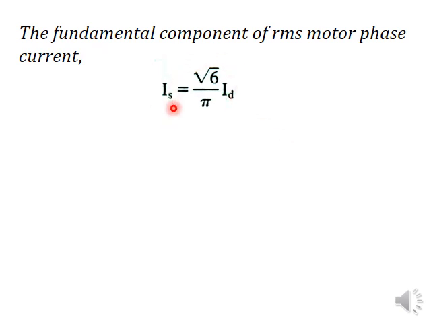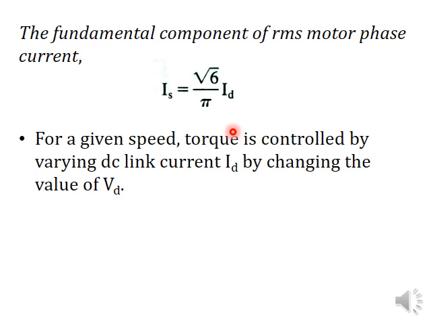From this equation, we can say that for a given speed, the torque can be controlled by varying the DC link current. By controlling the DC link current, the torque can be controlled by changing the value of Vd. Vd means the DC link voltage of the input voltage source.